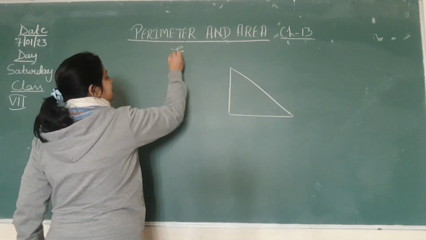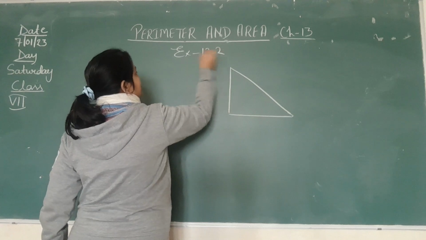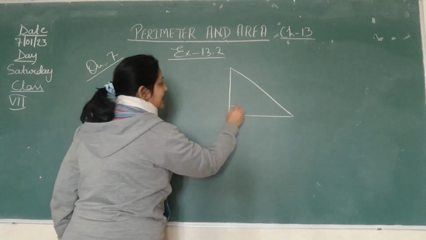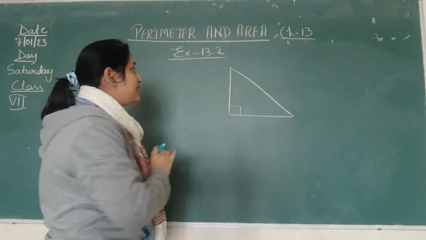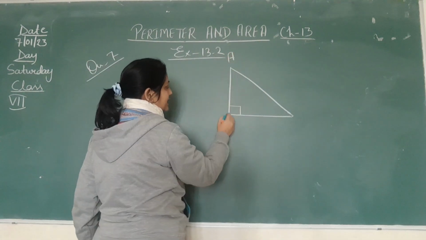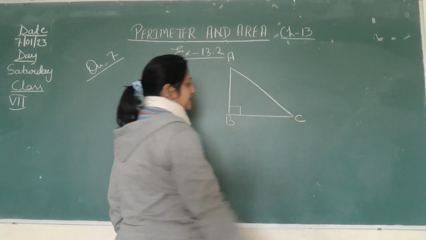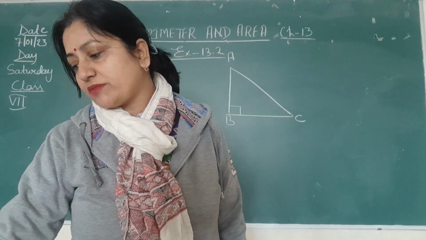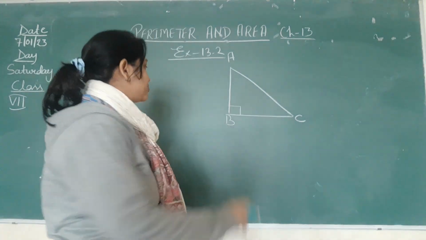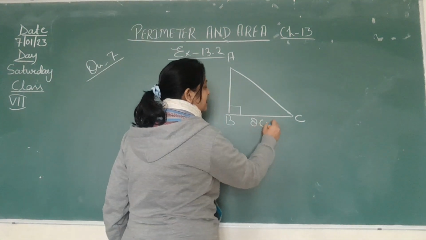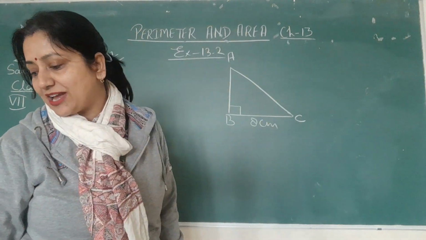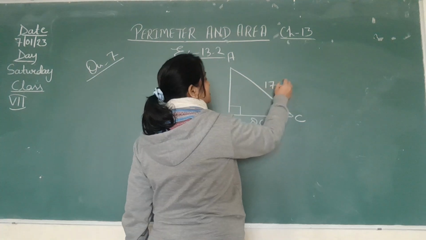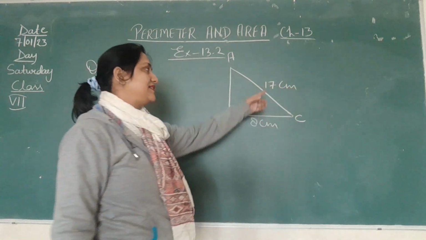Exercise 13.2, question number 7. This triangle is a right angle triangle. Give them names. Suppose these points are A, B and C. In this right angle triangle, it is given that the base is 8 centimeter, and the value of the hypotenuse is 17 centimeter. The hypotenuse of this right angle triangle is 17 centimeter.